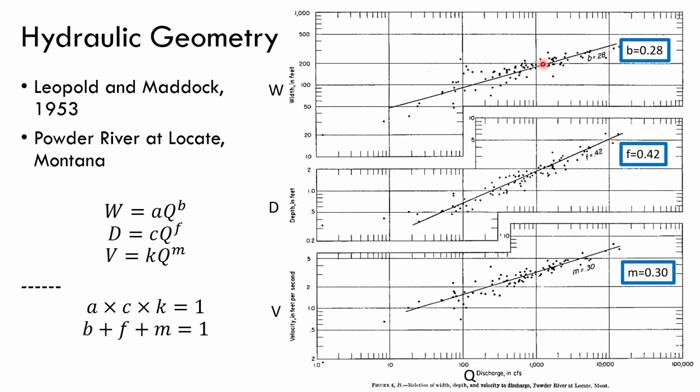So in this specific example, we can look at the exponents here and say that F is the largest exponent. In this specific river, depth is going to change fairly quickly with an increase in discharge. Velocity is the next highest exponent, but not that far off from width. So width and velocity are going to change more moderately, and depth is going to change fairly quickly with an increase in discharge, which is not uncommon in a lot of streams.